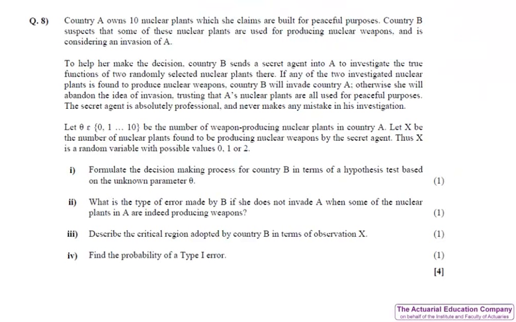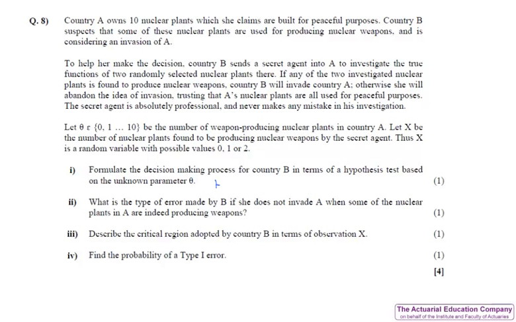Well, after the nightmare question 7, we're now on to a much more straightforward question 8, which examines hypothesis tests and in particular the errors. A secret agent is investigating 2 nuclear power plants and has to determine the true number of weapon-producing nuclear plants, which is denoted by theta. And if any weapon-producing plants are discovered, then we're going to be invading.